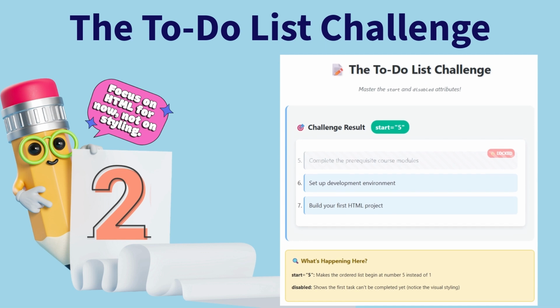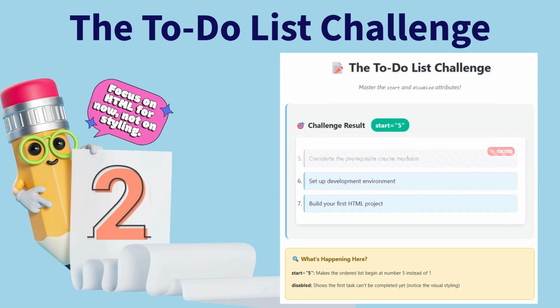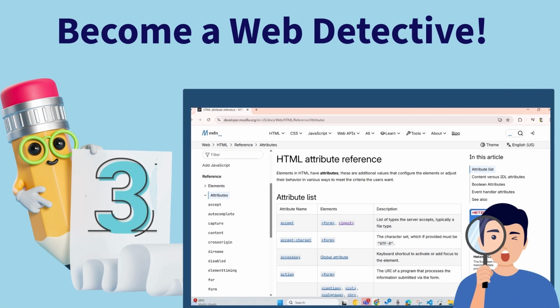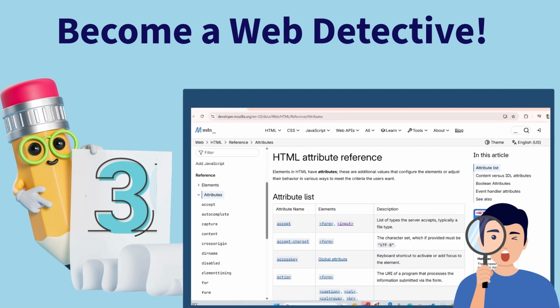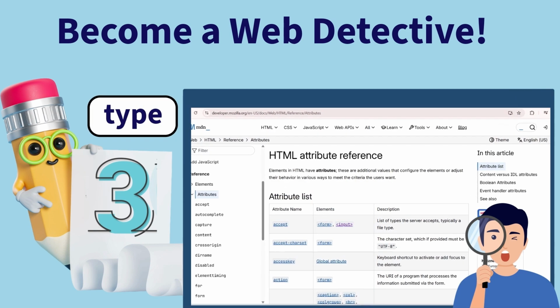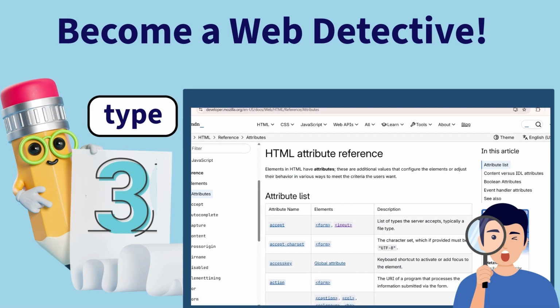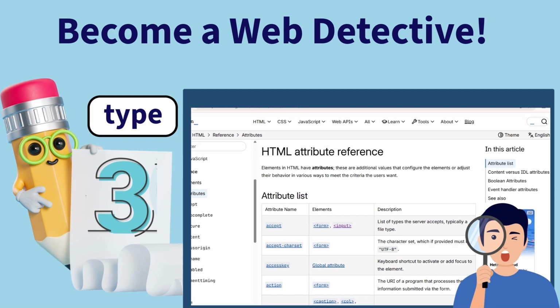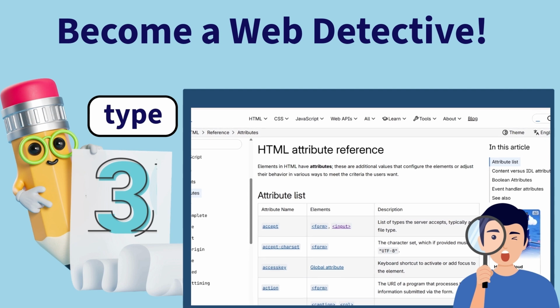Next, create a simple ordered list of 3 tasks. Use the start attribute to make the list begin with a number other than 1. Then, for the first task on your list, use the disabled attribute to show that the task can't be completed. Finally, head over to the MDN HTML attribute reference page. Find the type attribute. What are the different values it can have, and on which elements can this attribute be used? Tell us what you find in the comments below.